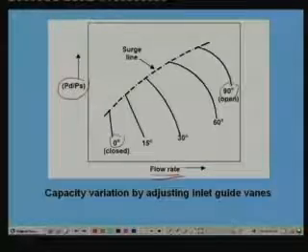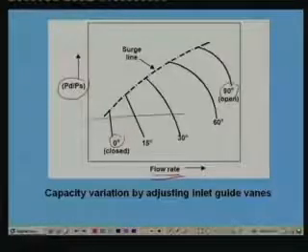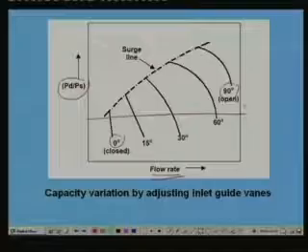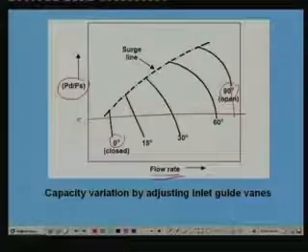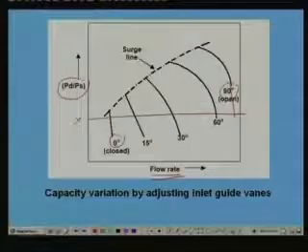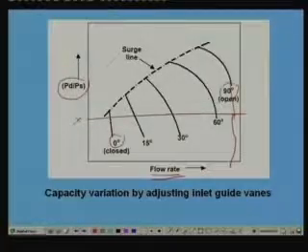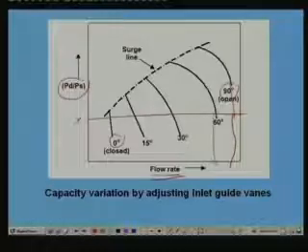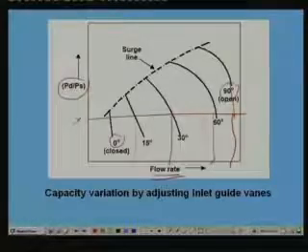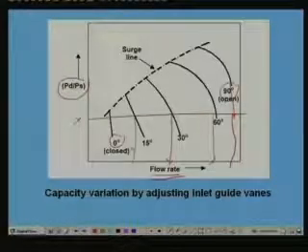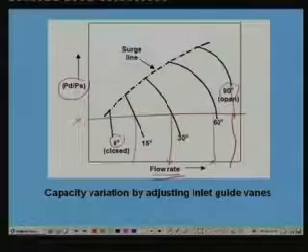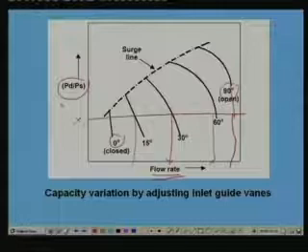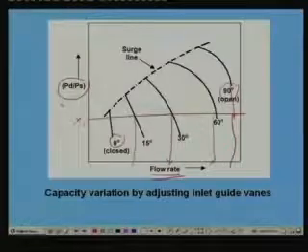For example, let us say the pressure ratio is fixed at this point. Then you can see that as you are increasing the angle, you are getting a higher flow rate. Higher flow rate means higher capacity. So, as you are reducing the angle, that means as you are closing the guide vanes, the flow rate is getting reduced, while the pressure ratio is staying constant. So, that is how you can control the capacity.